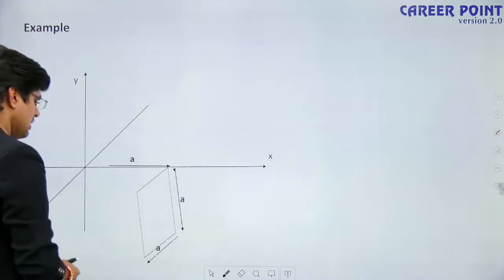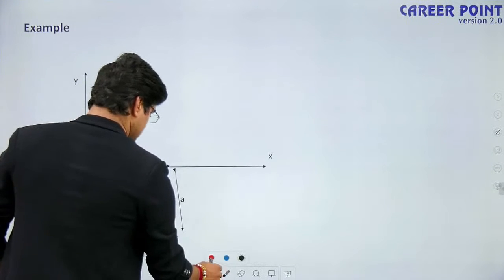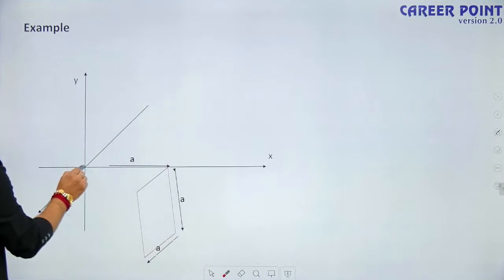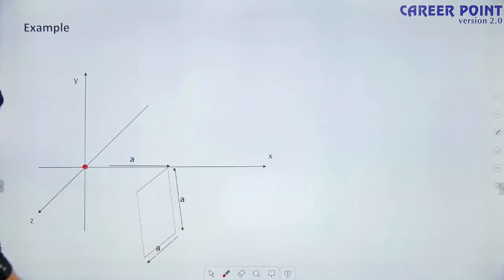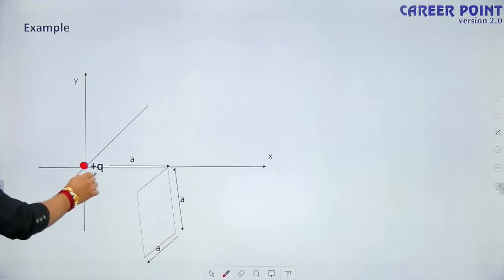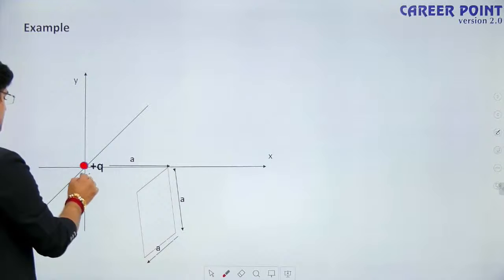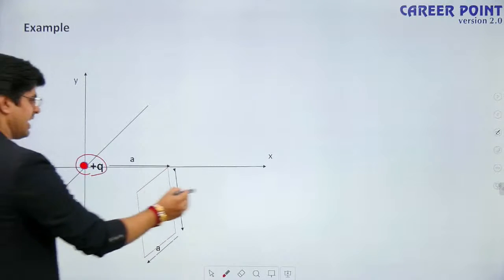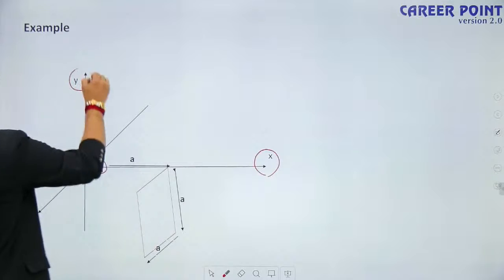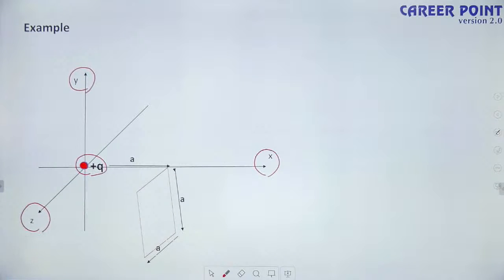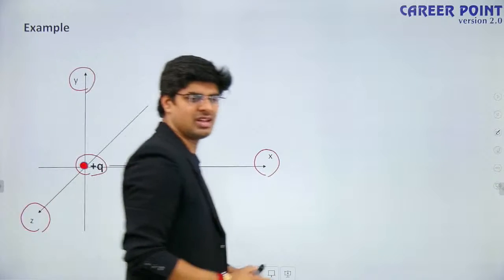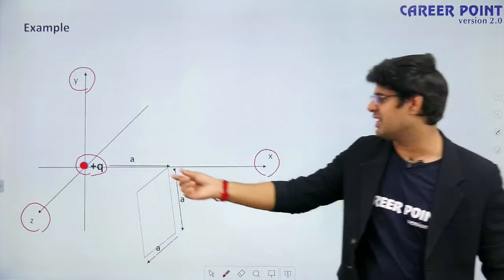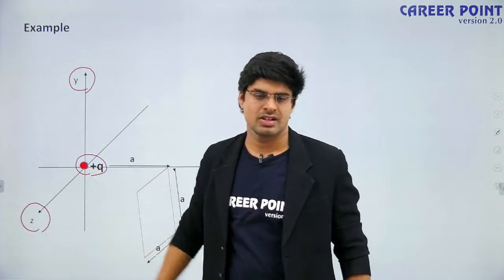Now, I am placing a charge here at the origin. So this is plus q. This is plus q kept at the origin. From the origin, is this x, y and z axis visible to you? So basically you can say that in the 3D plane we have placed this charge at the origin.